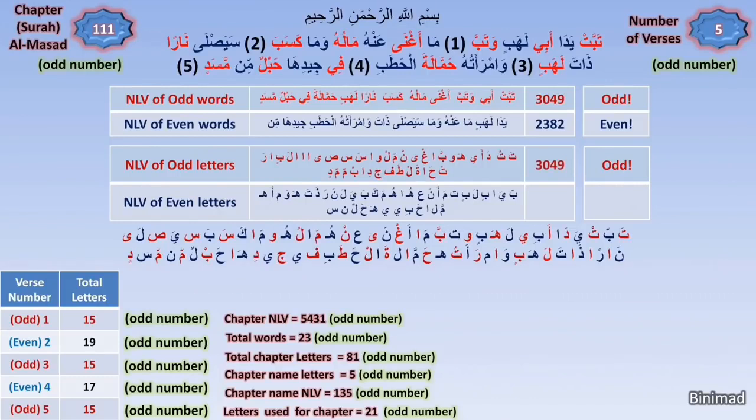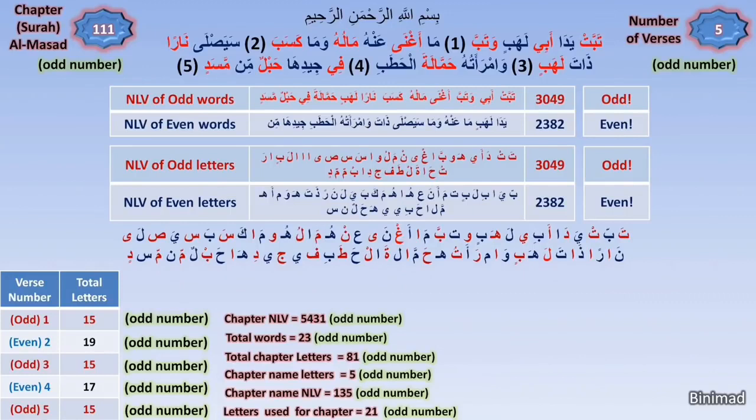Of course, as you guessed it, the total numerical value for all even letters is 2382, which again is not only also an even number, but exactly the same as the total numerical value of all even words. Subhanallah, this is stunning and beyond human capacity.